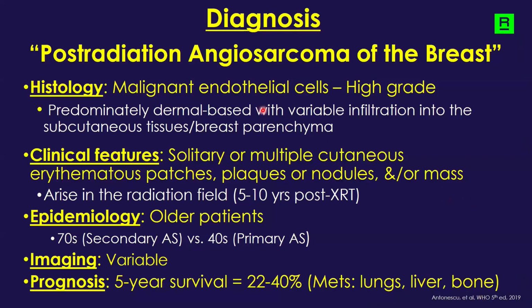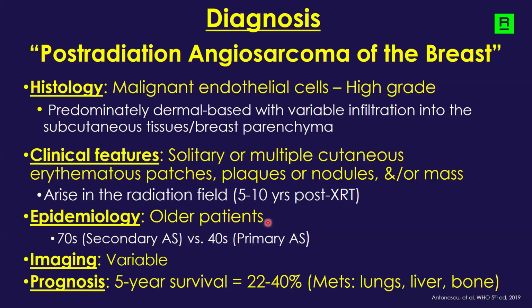These are malignant endothelial cells. They're high grade. They're predominantly dermal based with variable infiltration into the subcutaneous tissue and breast parenchyma, such as in this case. With the secondary angiosarcomas, they traditionally present with these skin lesions. However, they can present also with a mass, such as in this case. These are going to arise in the radiation field, usually 5 to 10 years post XRT. On epidemiology, they're going to be in older patients for these secondary angiosarcomas. Why? The patient had a lumpectomy followed by radiation therapy.